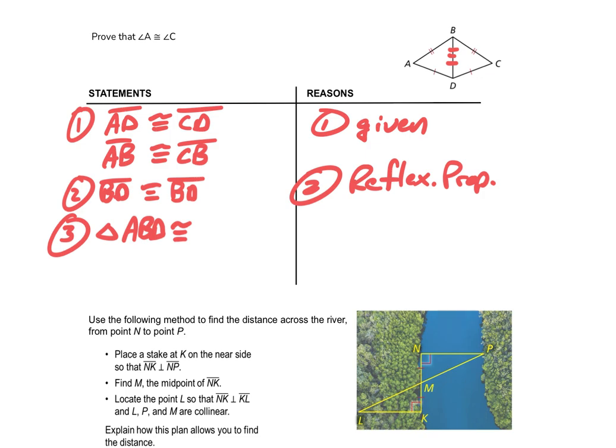So I started with A, B, D. But then when I identify the second triangle, I have to match up the pieces on the other triangle that match up with A, B, and D. So A is going to match with C across on the other side. B is going to match with B, and then D is going to match with D. Okay, this one went A, B, D. This one's going to go C, B, D in that order. And that reasoning here would be side, side, side.